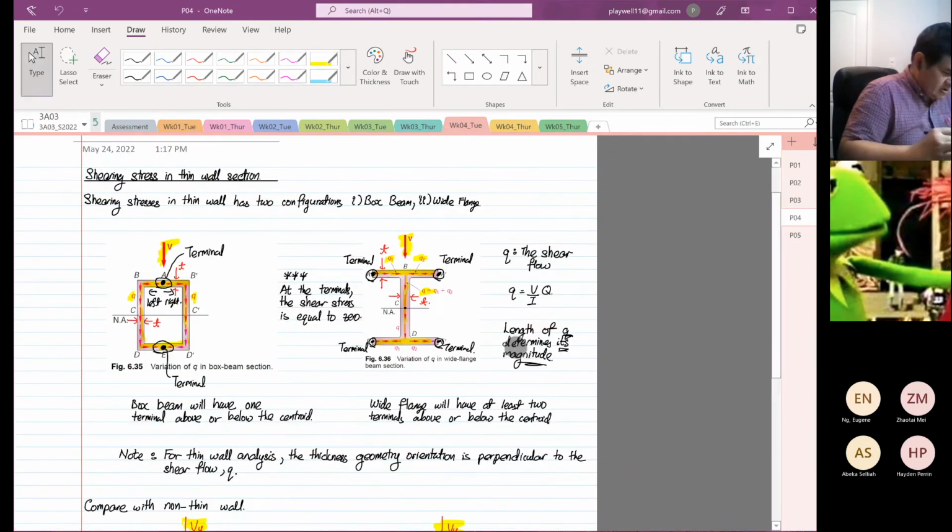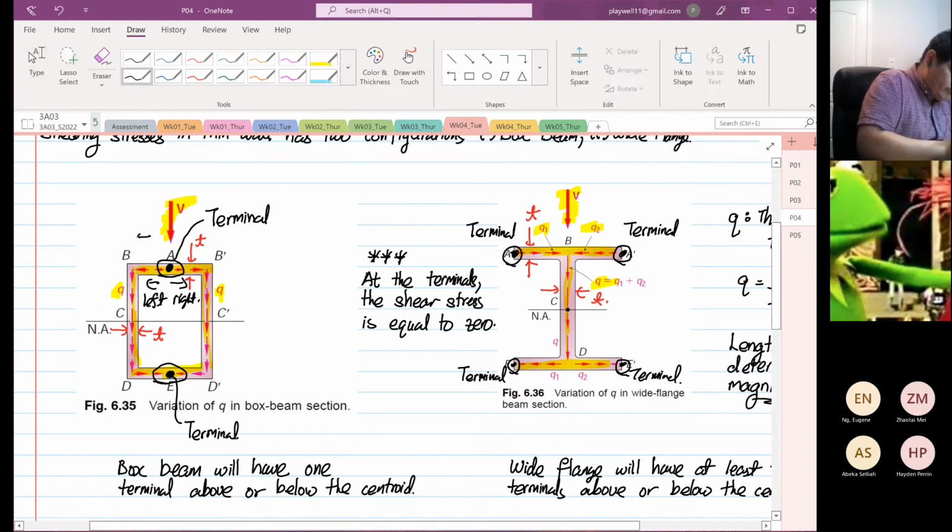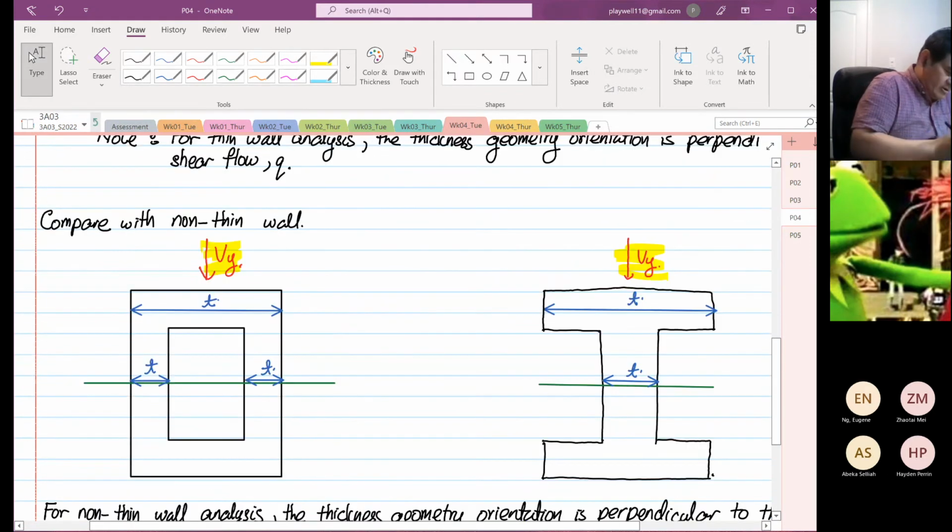So thin wall analysis is basically what the difference is: you have to consider the split of the shear flow. When it's a box beam, one of the Q goes flow to one side, the other Q will flow the other side. So this is where, when we do analysis later on, you'll see me use 2Q. The difference between thin wall and non-thin wall is that for thin wall analysis, the thickness is usually perpendicular to the shear flow direction, right? This is the thickness. Whereas for non-thin wall, the thickness at the flange is taken as the thickness that you see over here.